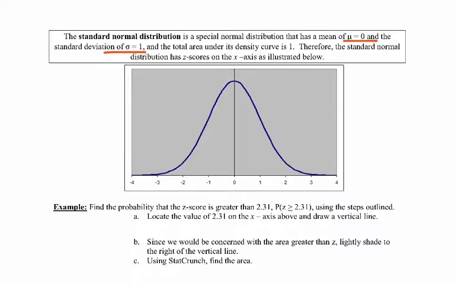So this would be the example of a standard normal distribution. Your mean, you notice, is at 0. The standard deviation is 1. So we've got 1, 2, 3 standard deviations above the mean, 1, 2, 3 standard deviations below the mean. And so those are what we call z-scores.